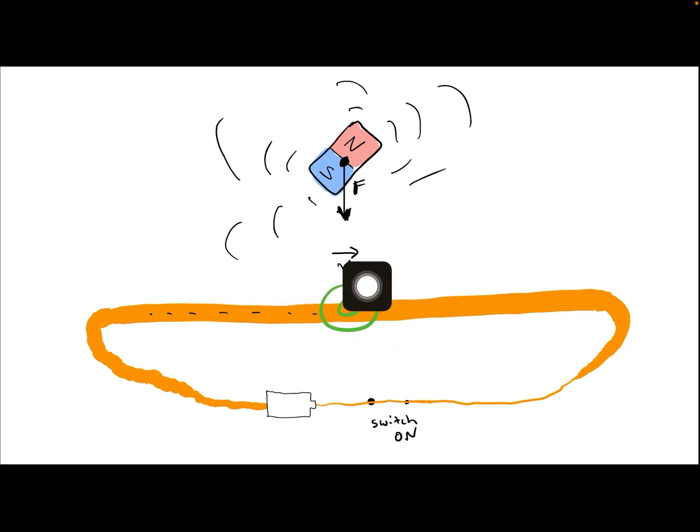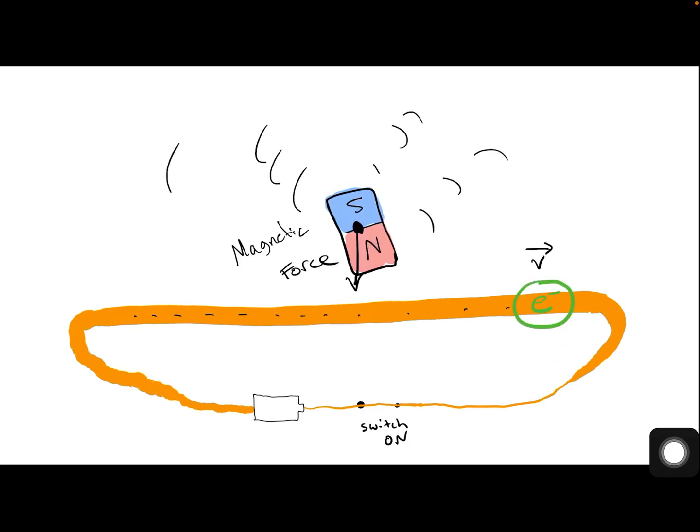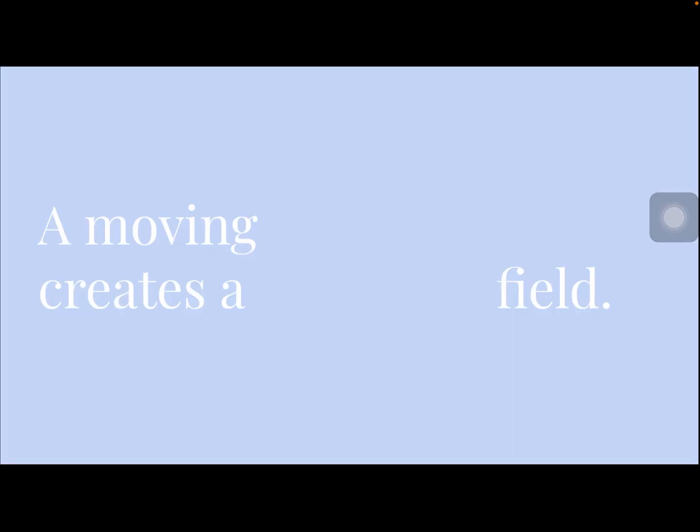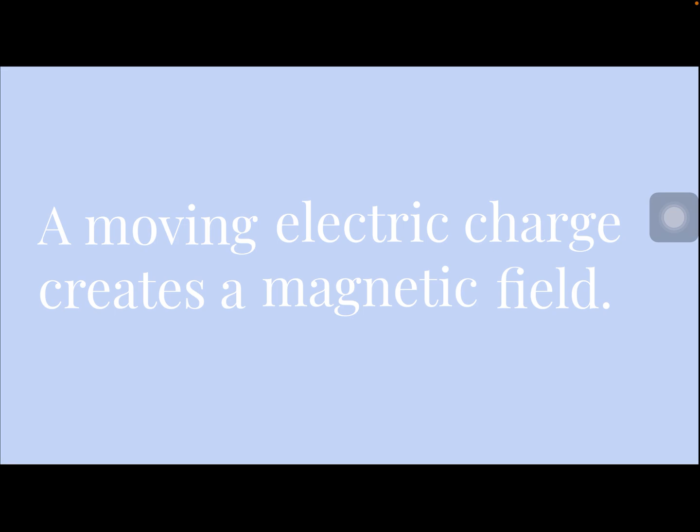This moving electron, something special is happening because it's moving, and it just so happens that the magnet is now going to move. It's going to feel a magnetic force because of this electron. So that's kind of weird. You have this electric charge, which has an electric field around it, but now it's interacting with this magnet, and so there is a magnetic field being created. And that's the whole principle here.